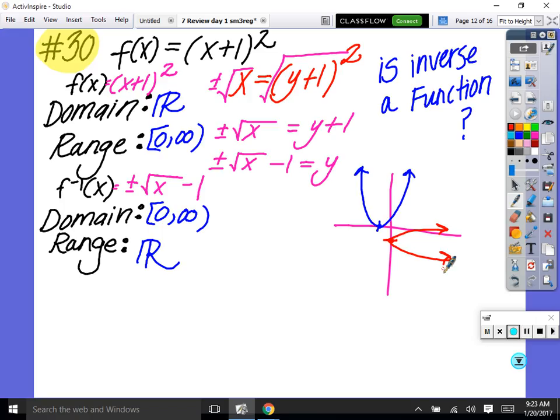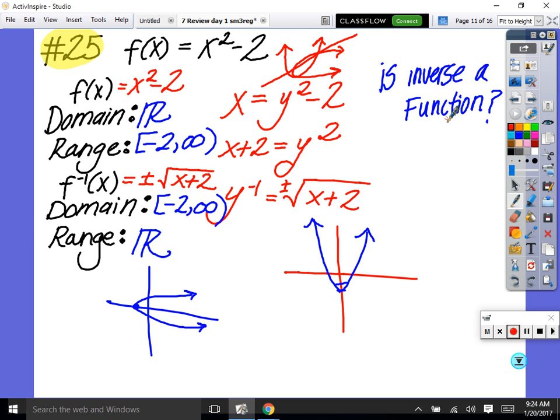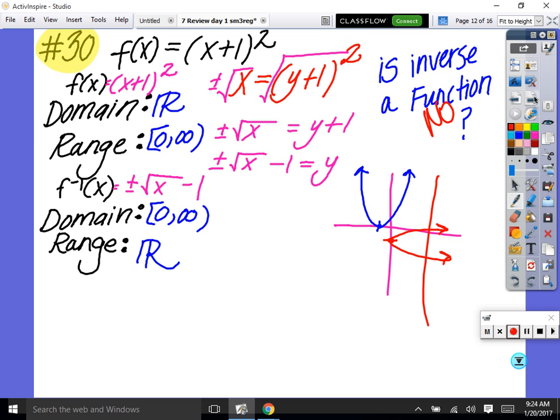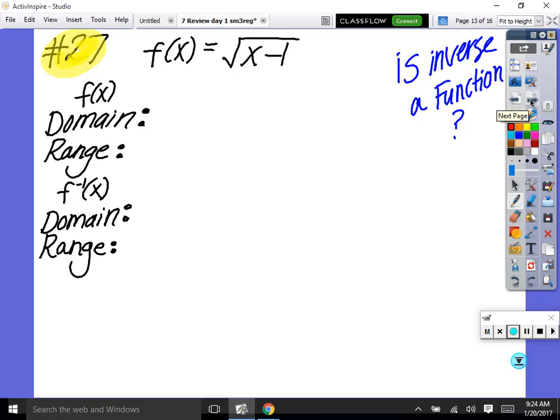So is that domain right? 0 to infinity. Yep. So it is good, right? All good? Not a function. I like that you said that. Okay, awesome. True. Oh yeah, so when it says is the inverse a function, we'd say no. Good point. Is this inverse a function? Nope, that's what our inverse was, so we'd say no. All right. Okay, last example here.